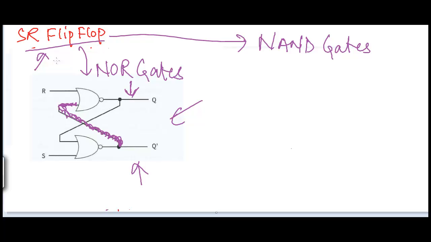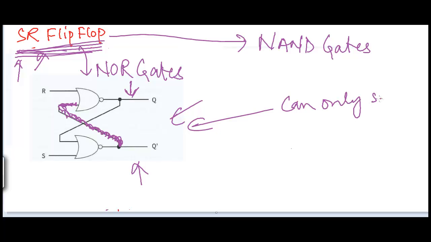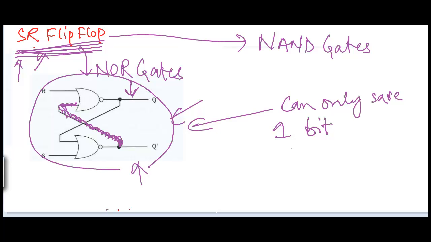So these can be used in the RAM. Millions and millions of SR flip-flops can be used in the RAM. You should know that one SR flip-flop like this can only save 1 bit, and millions and millions of these can be used in the RAM to store many more bits. One SR flip-flop circuit is only going to be able to store 1 bit.